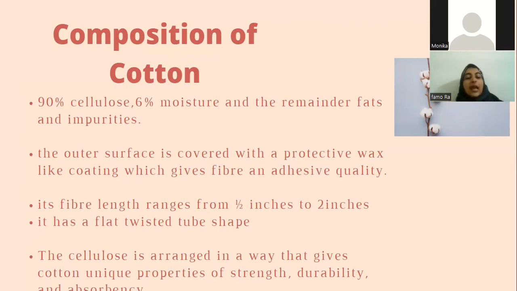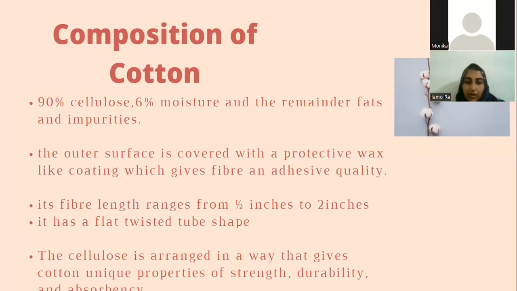Now the fiber length varies from 0.5 inches to 2 inches. So it's a very short fiber. It is a staple fiber, not a filament. We discussed staple fibers and filaments in the last class. It has a flat, twisted tube shape. The cellulose is arranged in a way that it gives the cotton its unique properties of strength, durability, absorbency, etc.